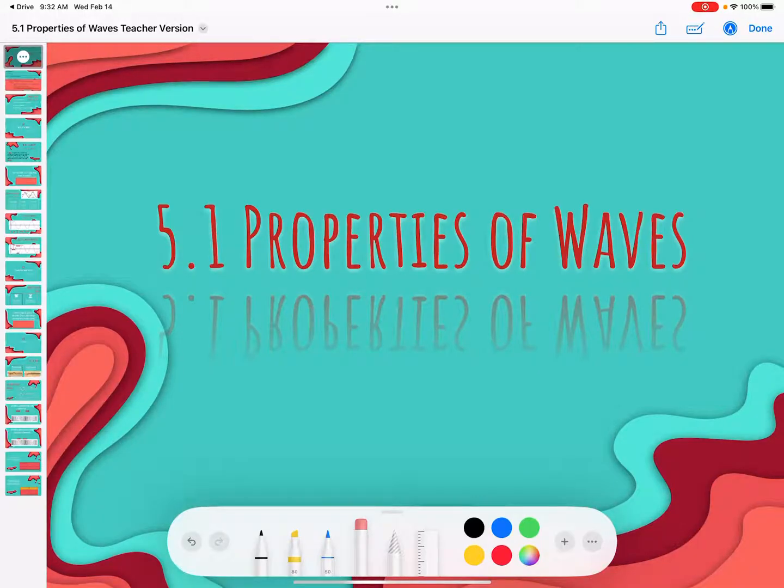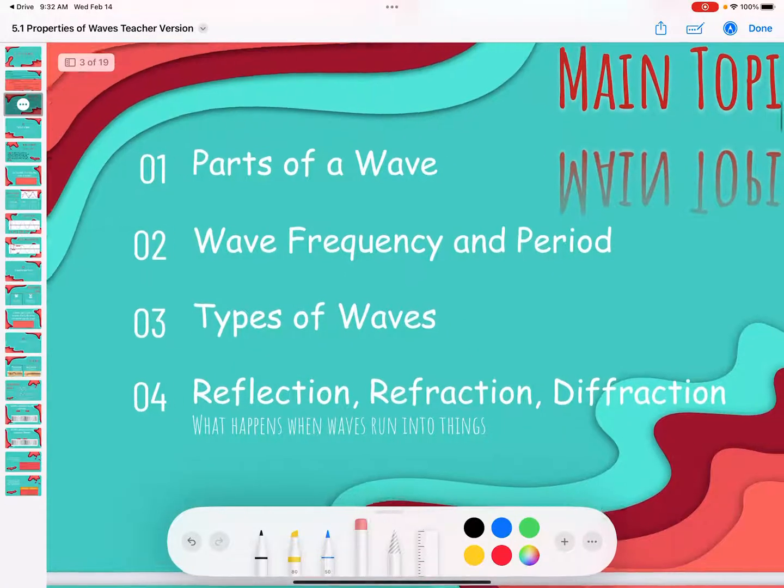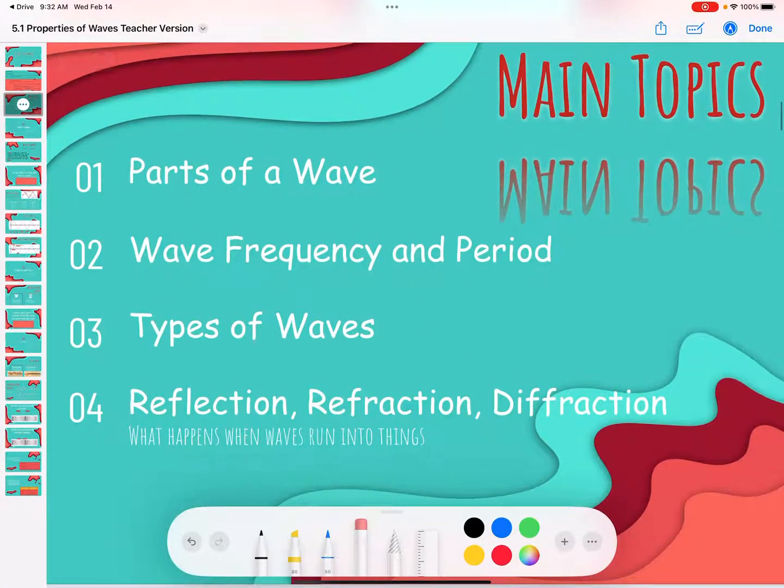So this is going to be called Properties of Waves. You can add that to the top of your notes. And I've really broken this into 4 different sections, and we're going to look at just the first 3 of those today. So we'll look at the different parts of a wave, what we're talking about when it comes to wave frequency and wave period, and then 2 different types of waves that you should be able to identify.